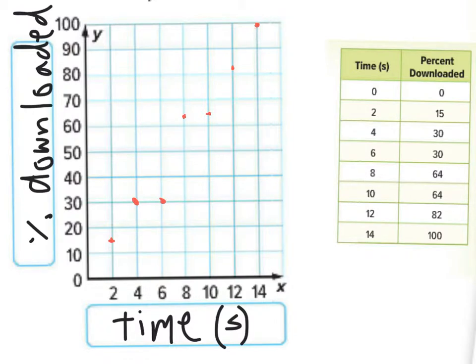And now we're ready to connect our dots. So we try to draw these straight lines straight to the dots. And you can see we have a line graph that changes over time.